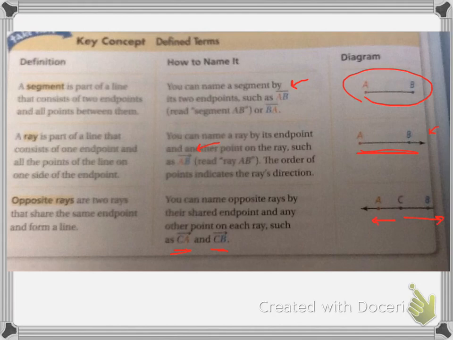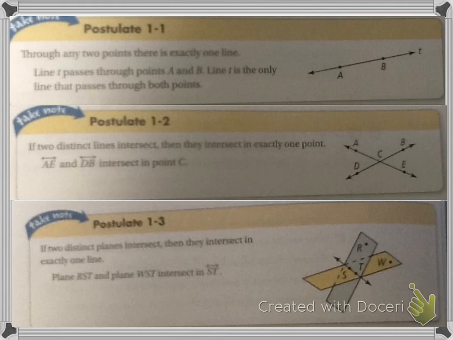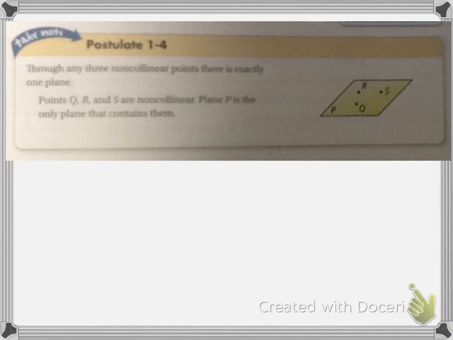Those are opposite rays. Okay, these postulates talk about that through any 2 points is one line. Any 2 points is one line. If 2 distinct lines intersect, then they intersect in exactly 1 point. So the intersection of 2 lines is a point. The intersection of 2 planes is a line. Okay, and 1-4 talks about how to name a plane, which takes 3 points.